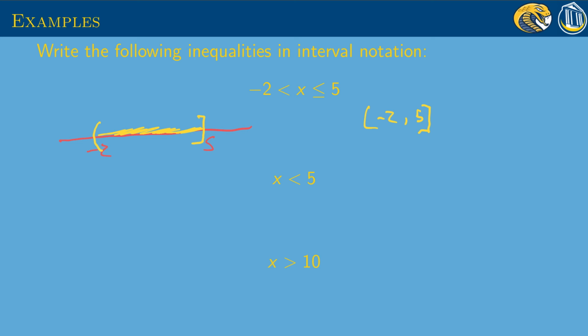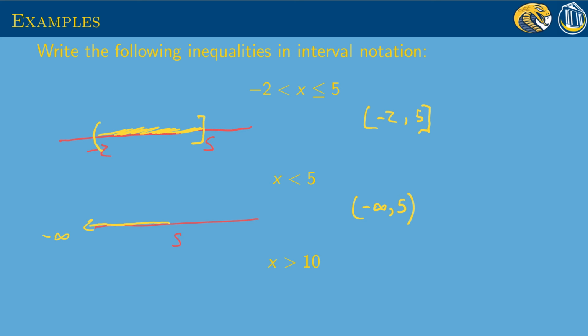Similarly, if x is less than 5, we can imagine a number line with a 5 on it right here. x is less than 5, so it includes all the numbers to the left, going all the way to minus infinity. Whenever we're dealing with an infinity in an interval, it always gets a round parentheses. And we're going up to 5, which is not part of our interval. x is less than 5, x is not equal to 5, so it also gets a round one.